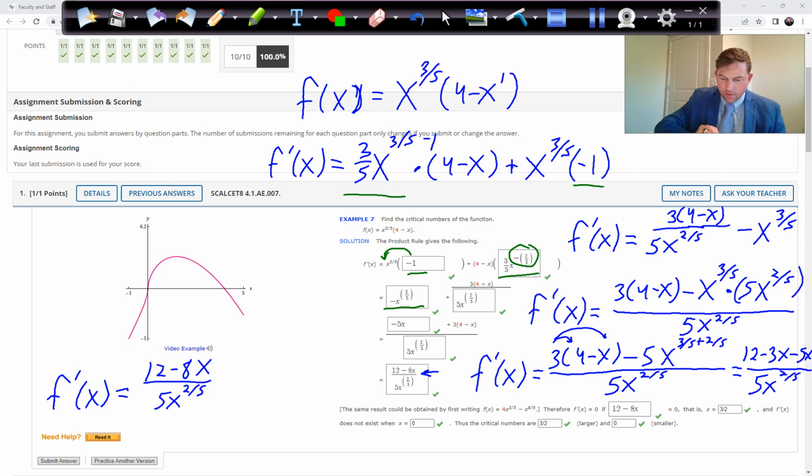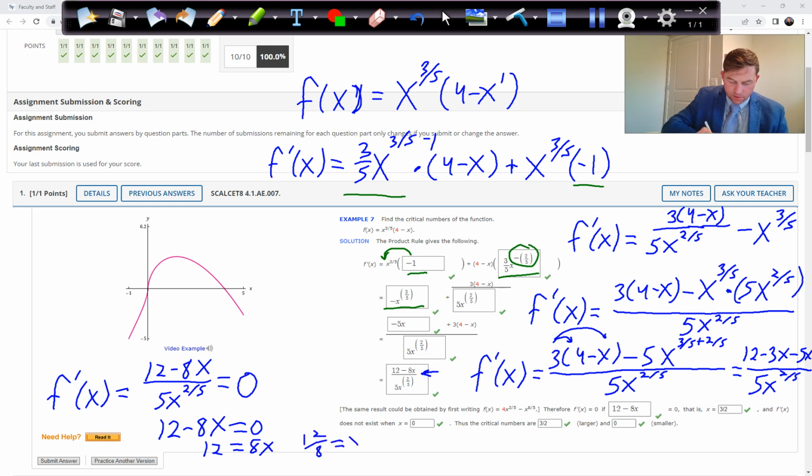Okay, now, as I had pointed out, and I should have mentioned this earlier, those are called critical values. So C1 and C2 are critical values. Those occur when the derivative is equal to 0. So we set this thing equal to 0. Now, I can multiply both sides by 5x to the 2/5, and I still get 0. So really, all I care about is when the numerator equals 0, or when 12 equals 8x, or when 12/8 equals x, which is the same as 3/2.